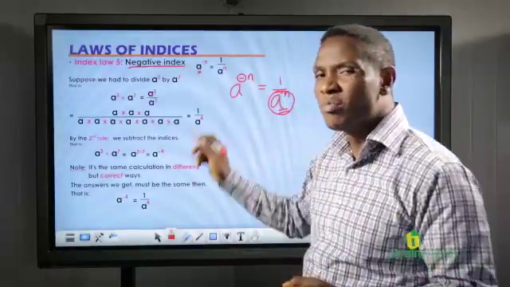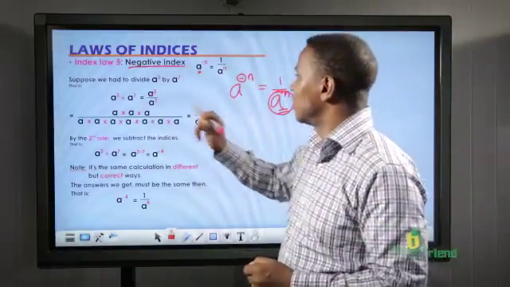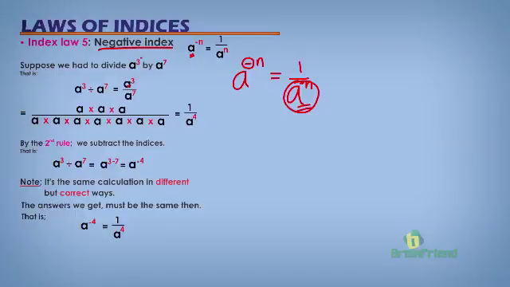Let's see if we can prove if this is correct. Suppose we were asked to divide a raised to power 3 by a raised to power 7. Quickly you will notice that our numerator is smaller than the denominator. Let's see how this plays out. So a raised to power 3 divided by a raised to power 7 would be what? A raised to power 3 all over a raised to power 7.